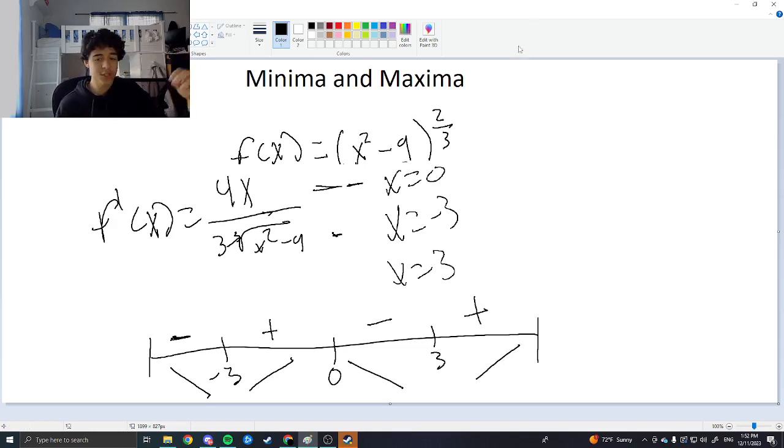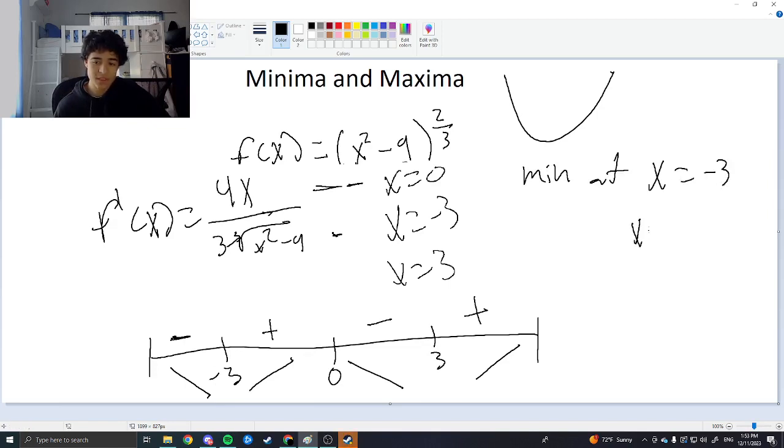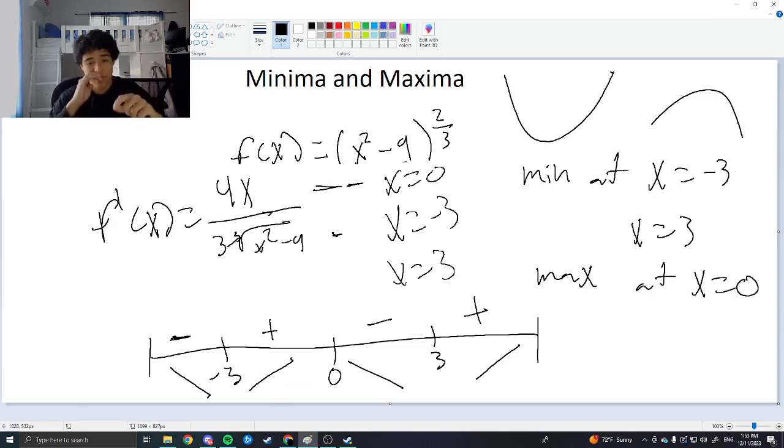So the minimum is when the slope is changing from decreasing to increasing, right? So that happens at -3 and at 3. So we're going to have minimum values at x equals -3 and x equals 3. And a maximum is when it goes from increasing to decreasing, and that happens right here at 0. So we're going to have a maximum at x equals 0. So to find the local minimum and maximum, you find your critical points, you plug in, you see when your slope is positive and when your slope is negative, and wherever the changes are, you have either a maximum or a minimum. So next, we're going to look at absolute or global minimums and maximums and how to find those.